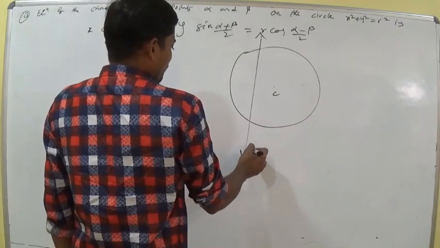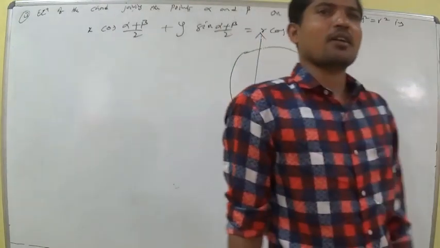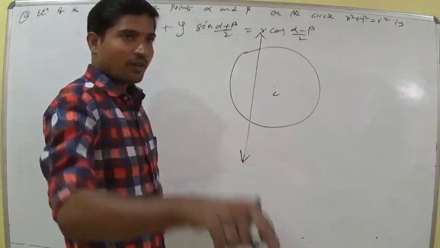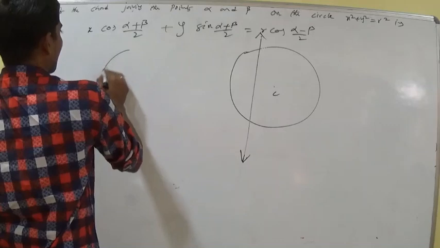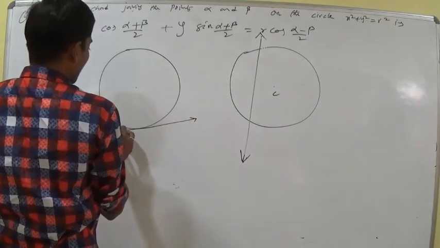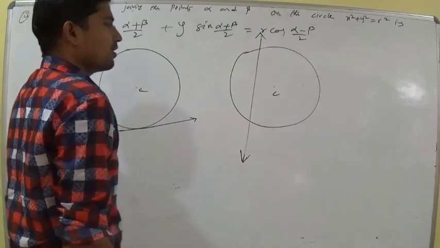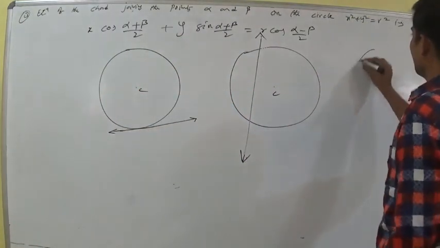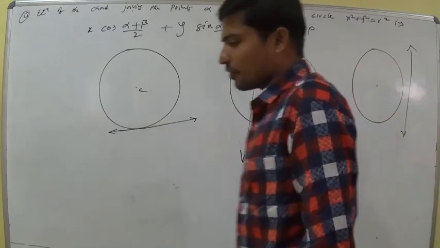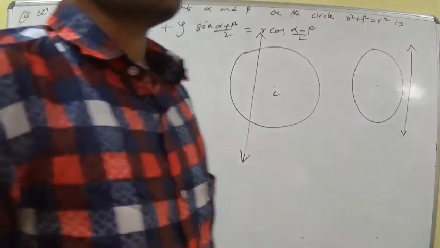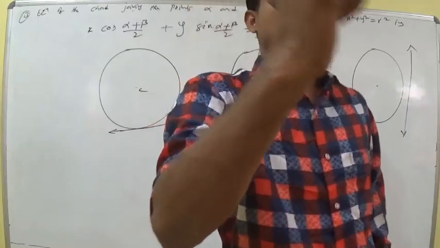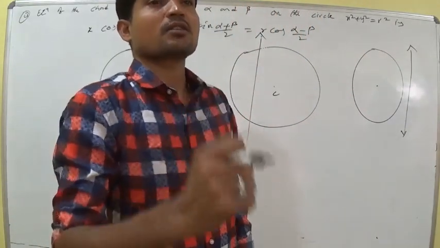Here, if you draw a circle and a line on a plane, we have three possibilities: one is a line which intersects the circle at two distinct points, otherwise one which touches the circle at one point, and one which does not touch the circle.